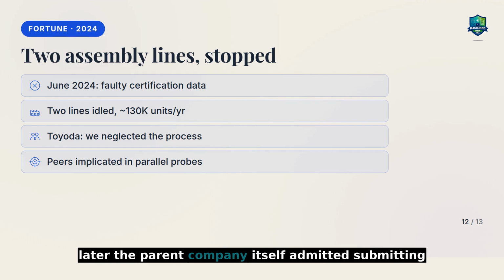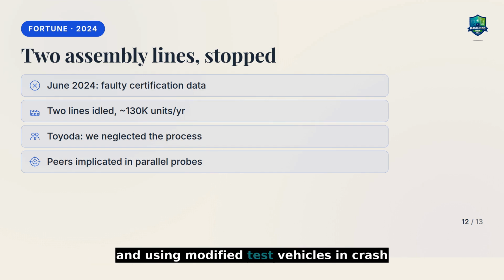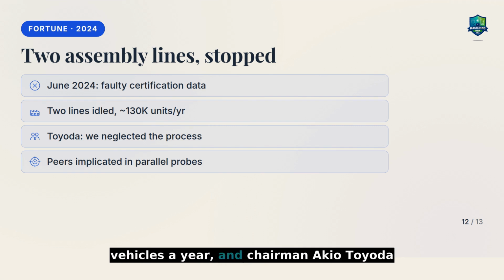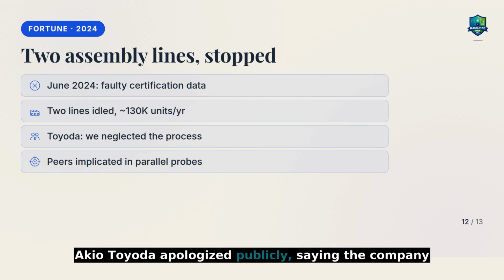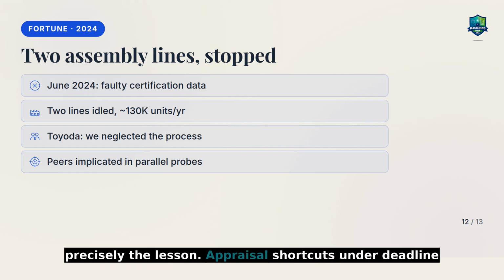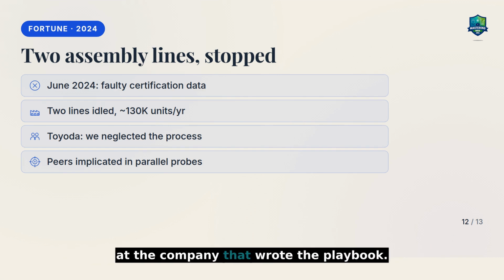6 months later, the parent company itself admitted submitting faulty pedestrian safety data and using modified test vehicles in crash tests. Toyota idled 2 assembly lines, producing about 130,000 vehicles a year, and Chairman Akio Toyoda apologized publicly, saying the company neglected the certification process. To be fair, Toyota maintained the cars themselves met legal safety standards. The failure was in the testing process, not necessarily the product. But that is precisely the lesson. Appraisal shortcuts under deadline pressure turn into production stoppages, even at the company that wrote the playbook.